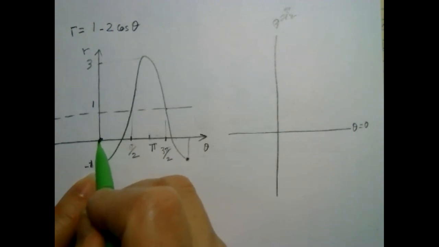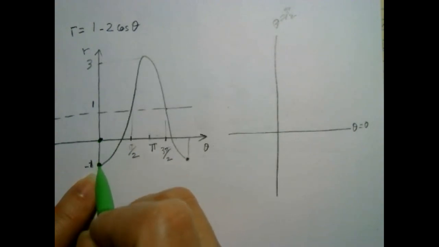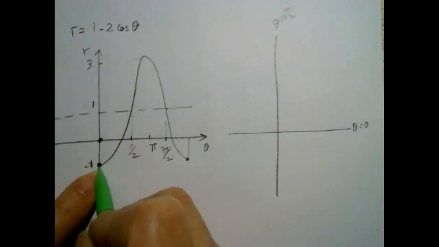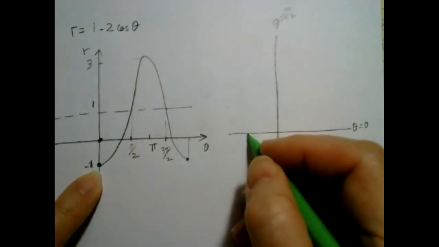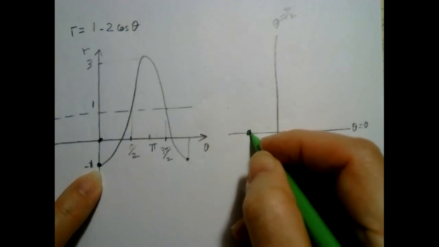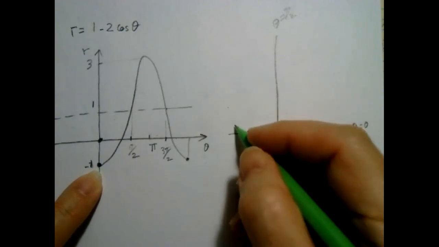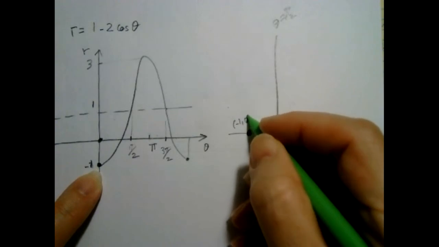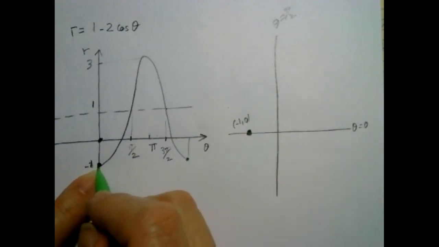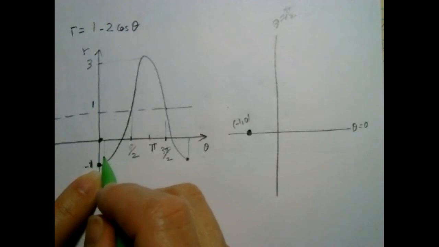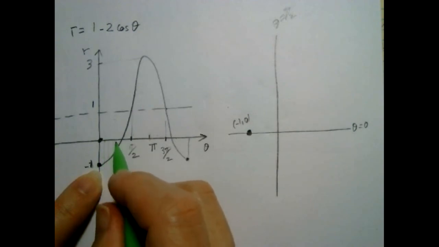When theta is 0, r is -1. It means if I plug in 0 here, r is -1. It means where is my point? My point is right there, because this is the point (-1, 0). r is negative. Now, what's happening after that? r remains negative. What does this mean?